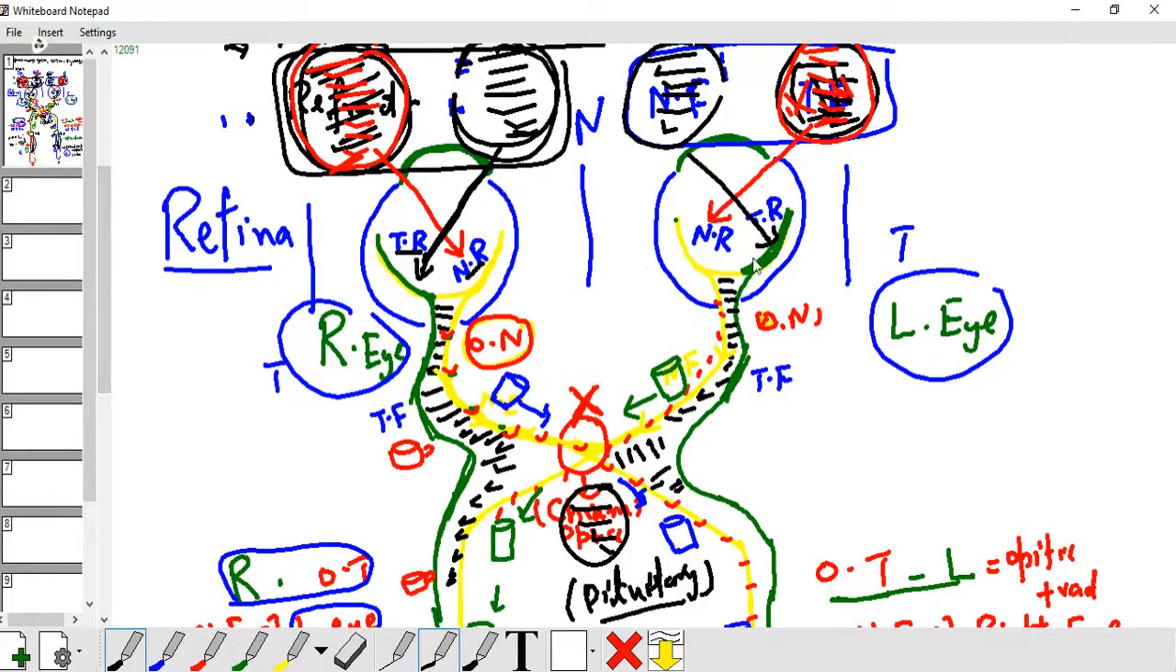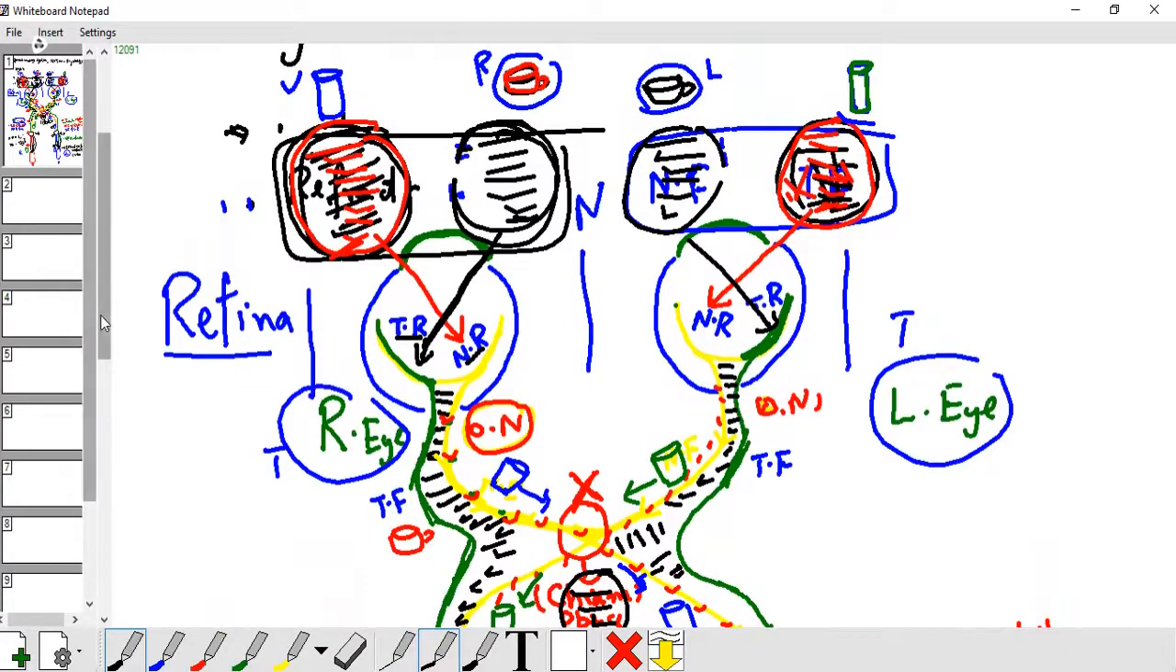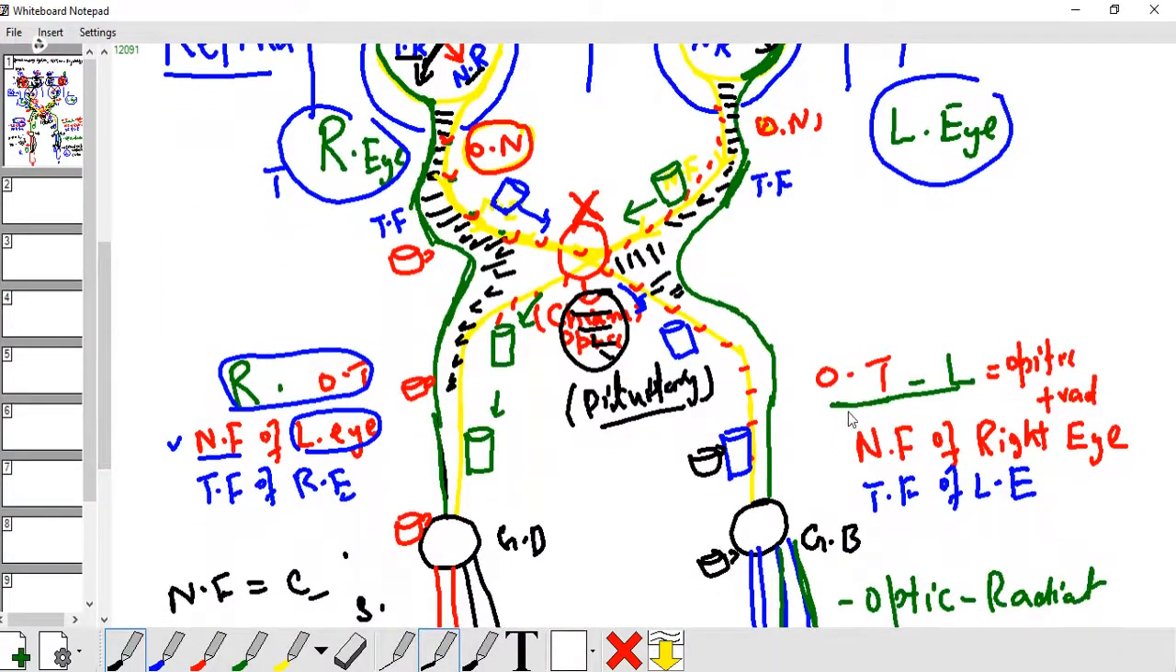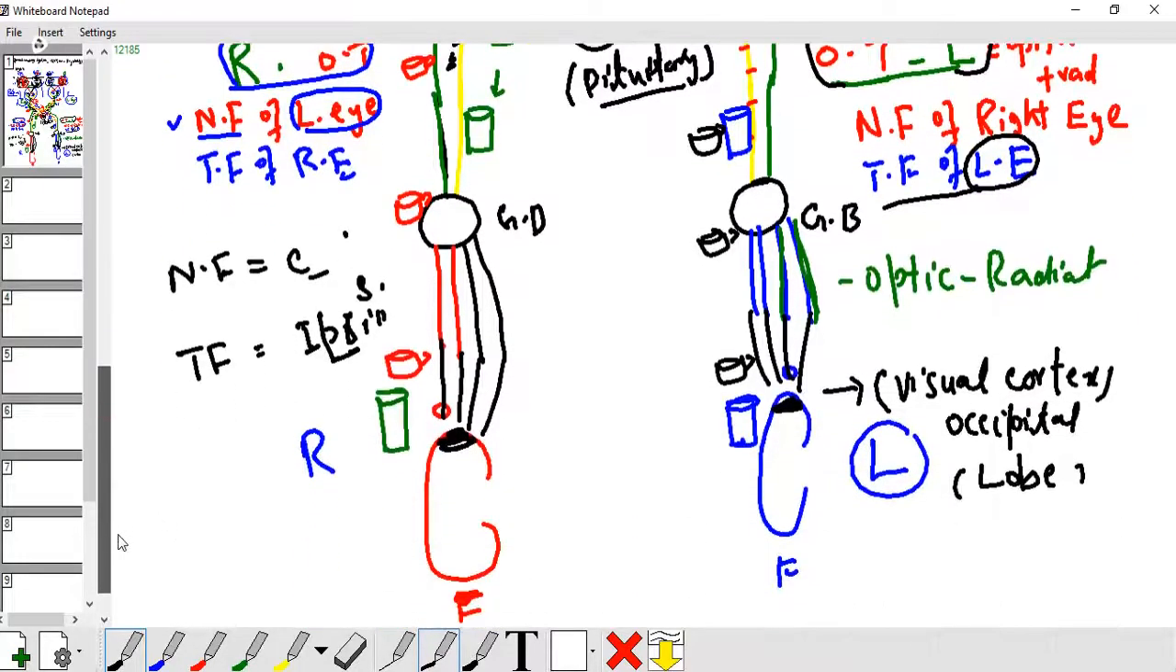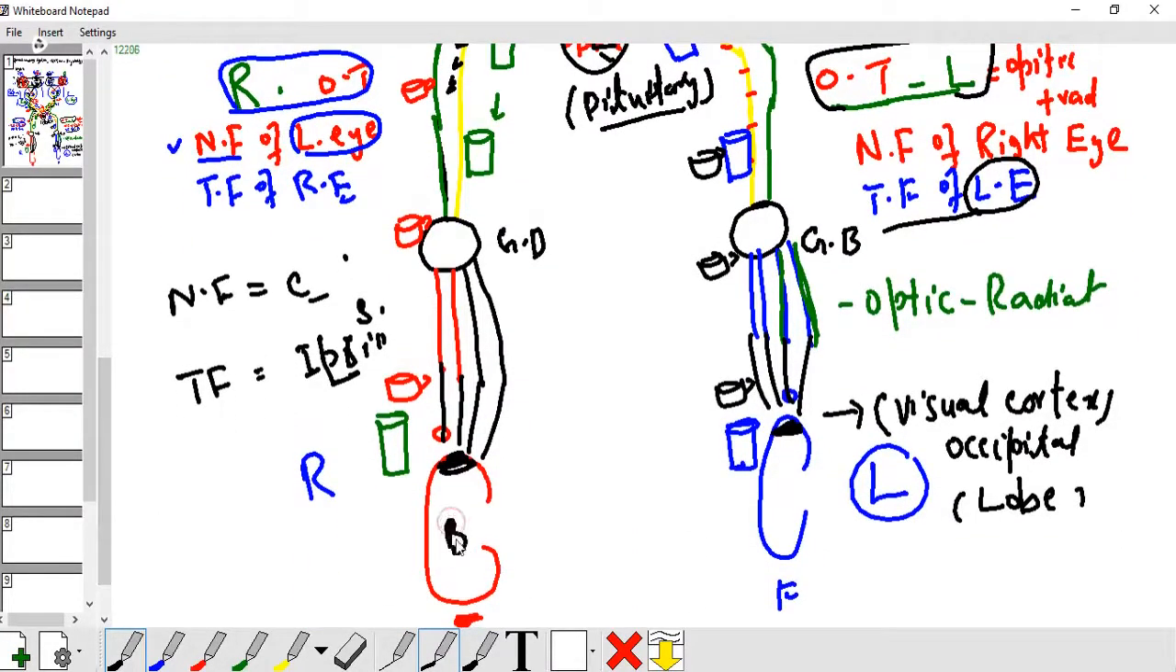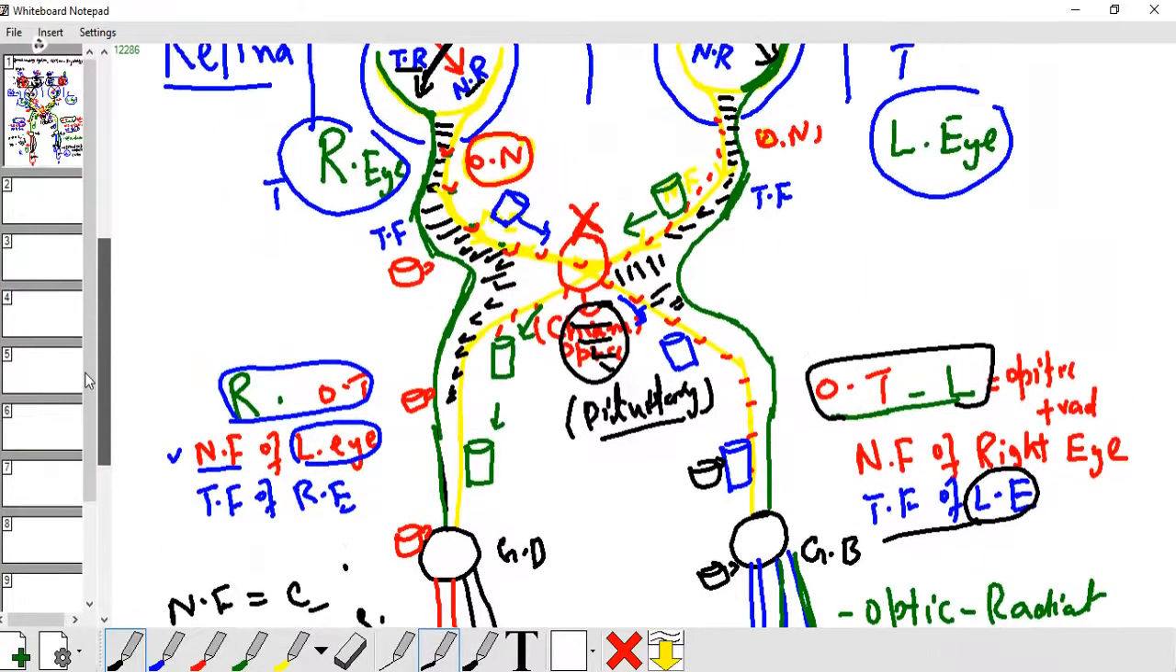So these temporal fibers, they're not crossing. Temporal fiber of, you can see here, its track is left optic tract. So left optic tract, temporal fiber also left eye temporal fiber, so it means no crossing, and they're directly now going to left side of brain. It's a brain, it's an occipital lobe. They're going to same side.